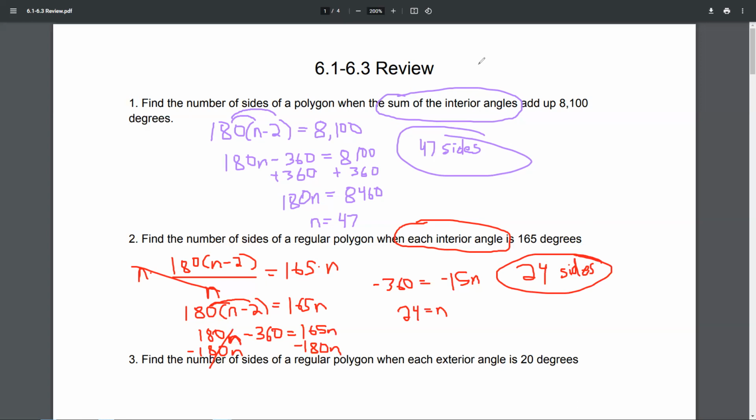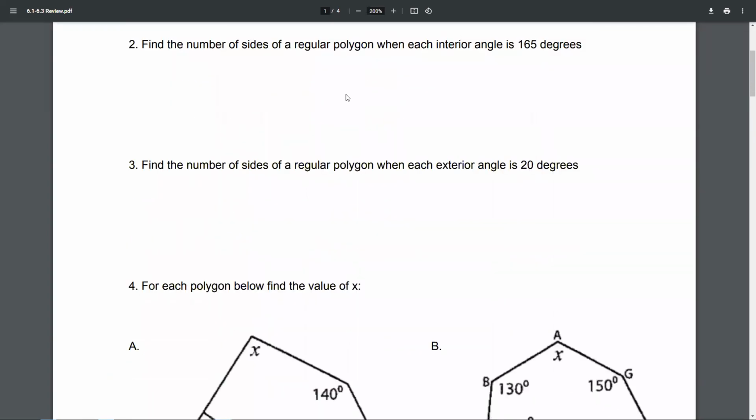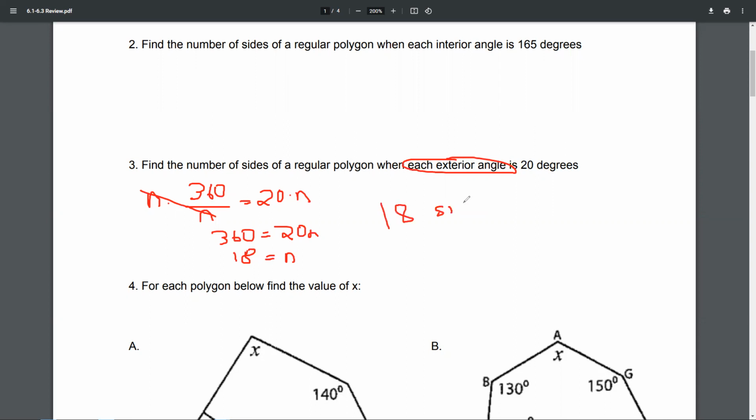All right. Number 3. Find the number of sides of a regular polygon where each exterior angle is 20 degrees. So this time we're doing each exterior angle. That's 360 over n for each exterior angle, and in this case, it equals 20. I'm going to multiply both sides by n. That's going to give me 360 equals 20n. And then divide both sides by 20, and I get n equals 18. So if each exterior angle is 20 degrees, the polygon is going to have 18 sides.